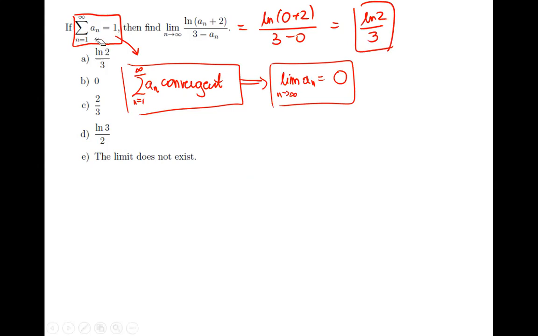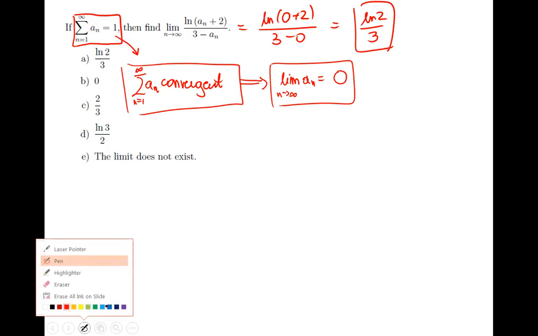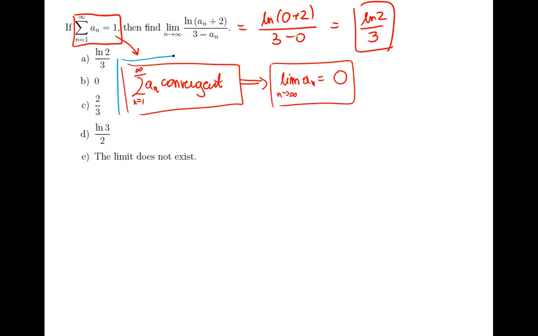Okay, we will definitely ask this question because this theorem is extremely important. Please remember, that's the property that we will be using: if the infinite series is convergent, then the limit is 0. Yes, thank you, Andrea.